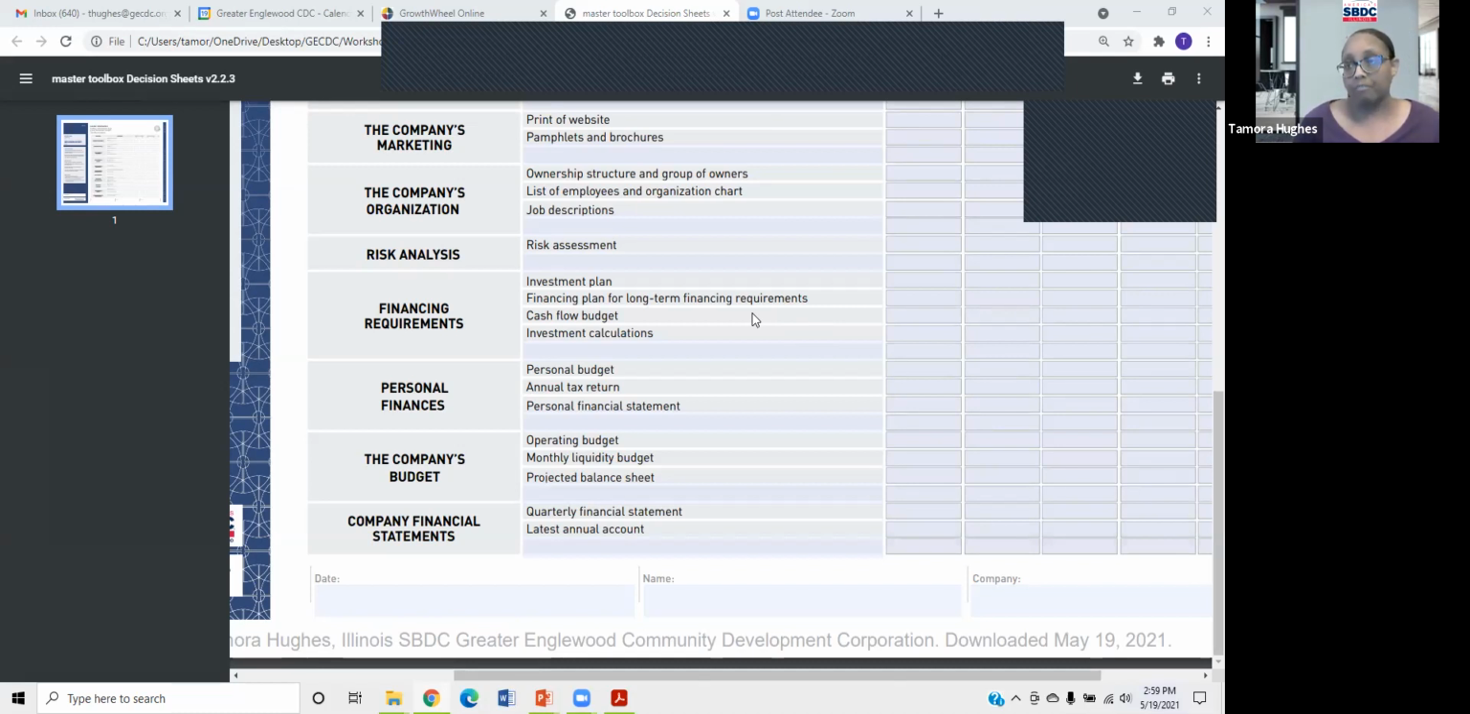Then the company budget, you have to keep control of this and a handle on this. Your operating budget, your monthly liquidity budget, that means money that's monthly, that's loose, that you can get hold of, that's not locked down, but that you have monthly cash flow in your budget. You need to have that in your budget, just in case something happens and you need to have access to those dollars.